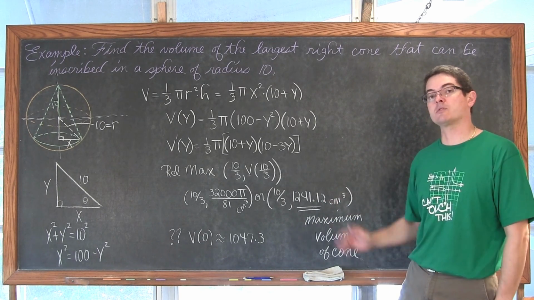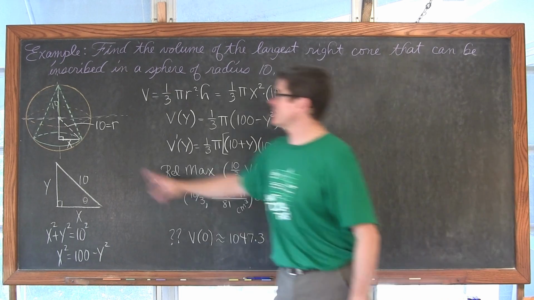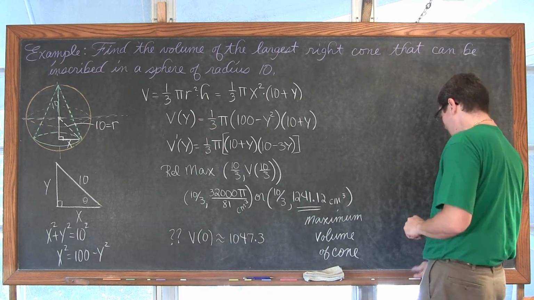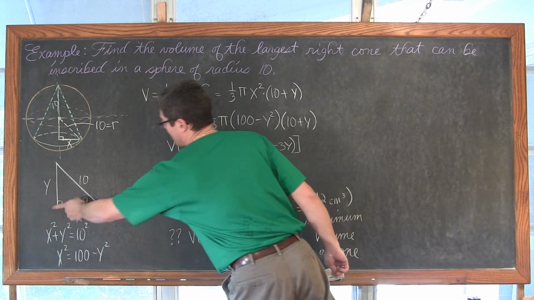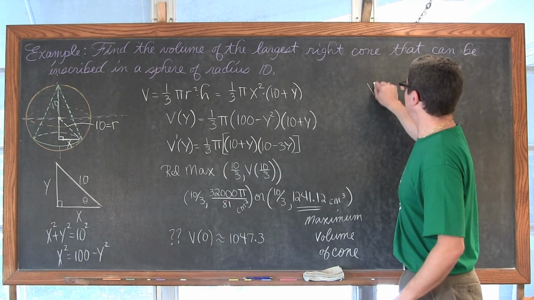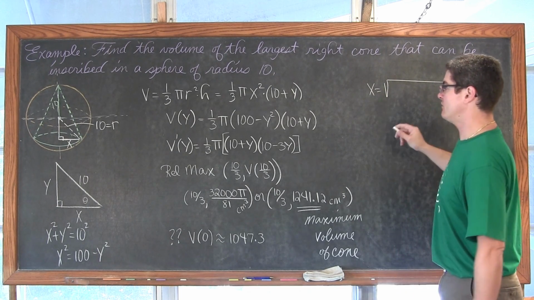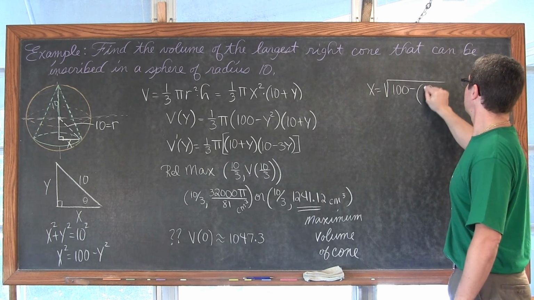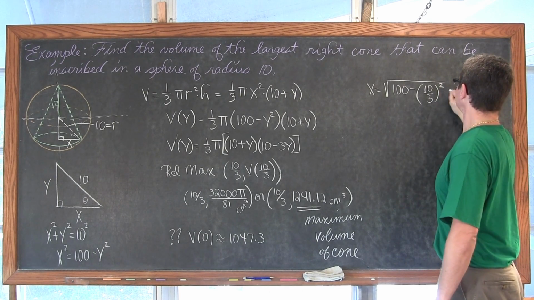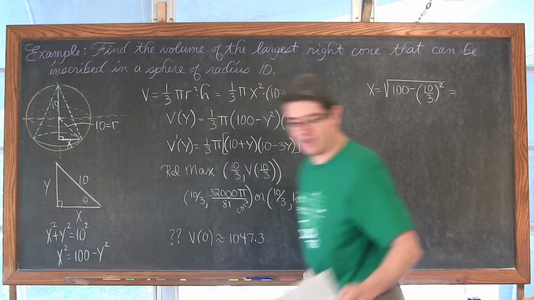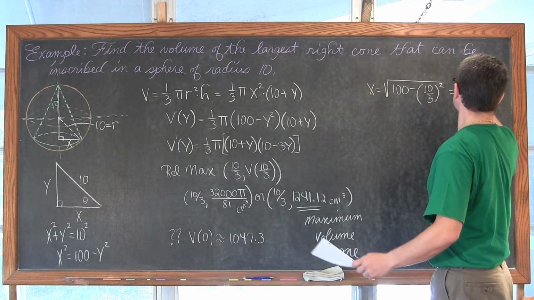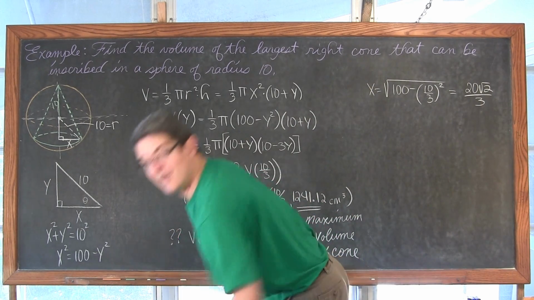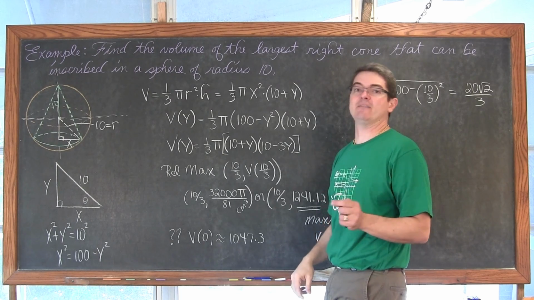Of course, this is greater, so this is our maximum volume of this cone inscribed in a sphere with a radius of 10. And by the way, if you wanted to know the radius of your cone, of course, that would be x, and x would be equal to the square root of 100 minus y, which was 10/3 squared. And just right off the top of my head, it comes out to be 20 square roots of 2 over 3. I got one more example, and it's going to be kind of a long one.